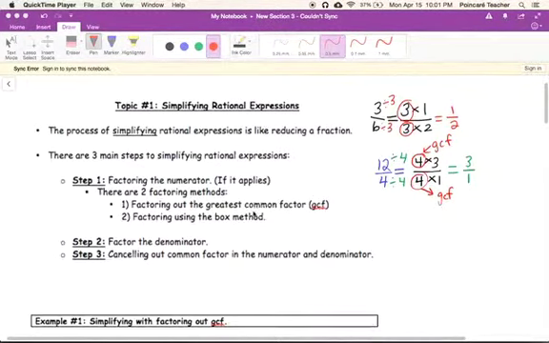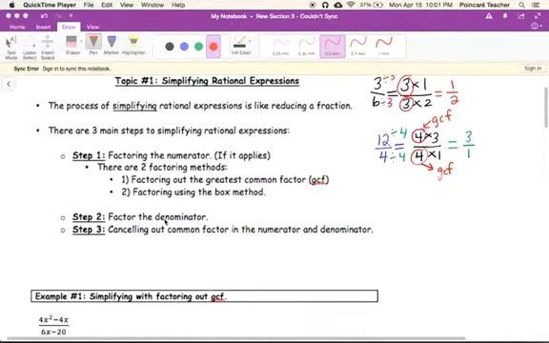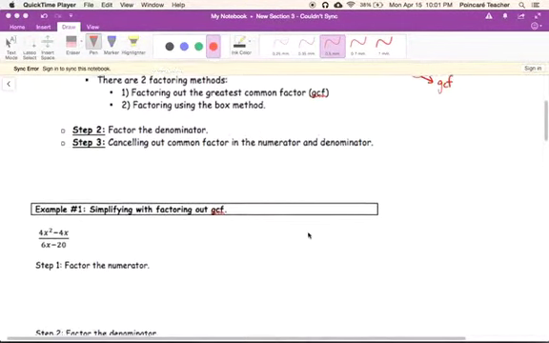Okay, so for simplifying rational expressions, there are 3 main steps. The first thing is you want to factor the numerator if it applies. There are going to be 2 different methods used for factoring. The first is factoring out the greatest common factor. And the second is factoring using the box method. You may have learned other methods for factoring, so you could definitely use those if you find them easier. Step 2 is to also factor the denominator, and step 3 is canceling out the common factor in the numerator and denominator. Okay, so let's take a look at the first example.